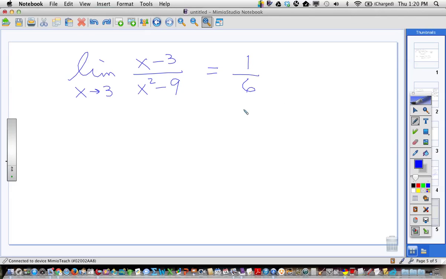Okay, so this is what we're going to do on the homework worksheet. Now, on the worksheet, I didn't give the answer, so you can go ahead and give the answer too as part of what you got. So what I want to do is understand why is this limit as x approaches 3, 1/6.